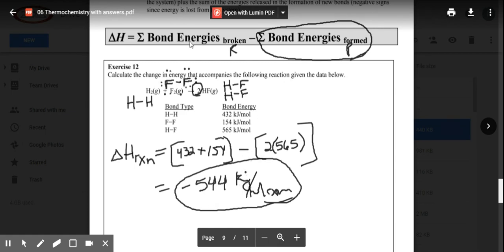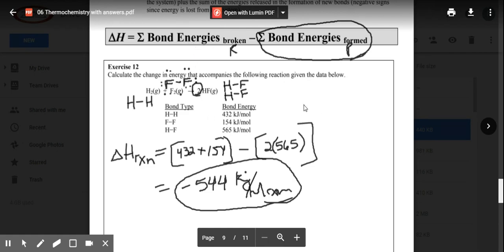If this reaction was endothermic, this would be a positive quantity, so that would be meaning that more energy would have to be put in to break those bonds than I would be getting out as my product. So therefore, the bond energies broken, the bond energies from our reactants, would have been favored in that case.